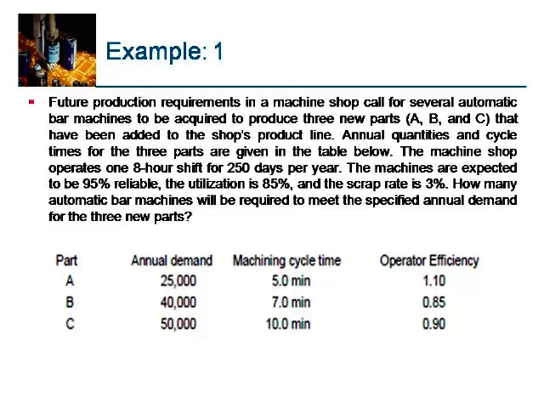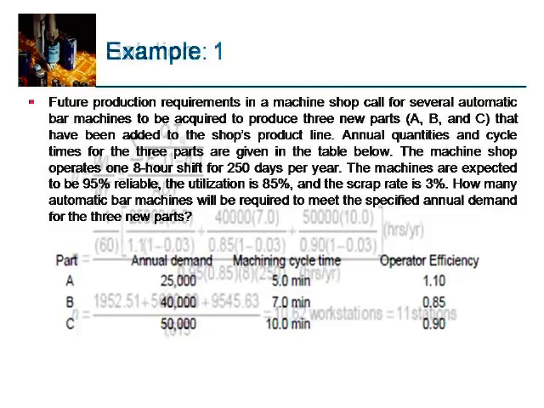The machines are expected to be 95% reliable, utilization is 85%, and scrap rate is 3%. How many automatic bar machines will be required to meet the specific annual demand for the new 3 parts? So the demand for parts A, B, C is given, and machining time is given, and operator efficiency is also given here.